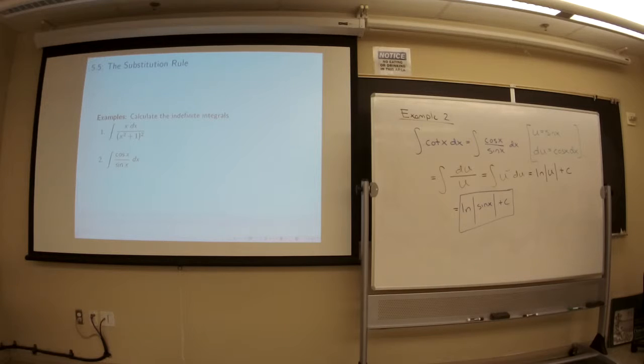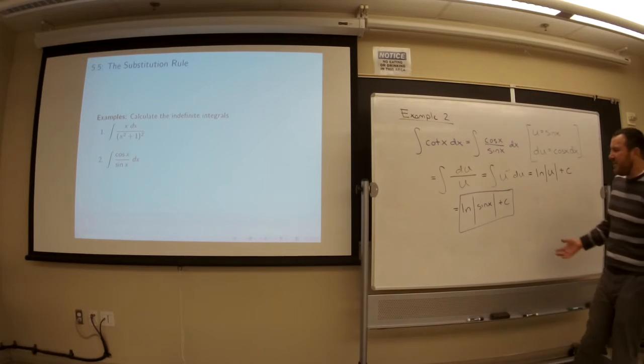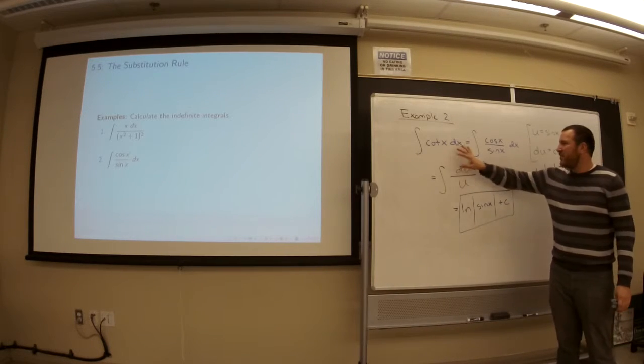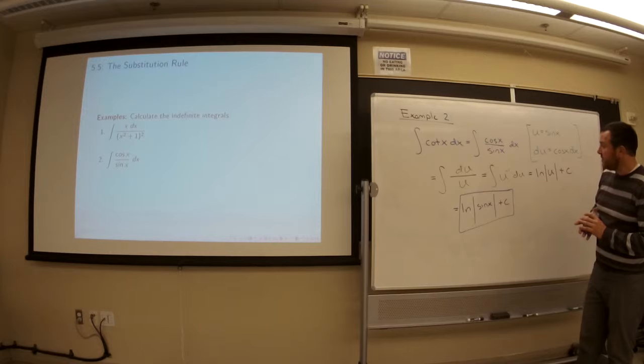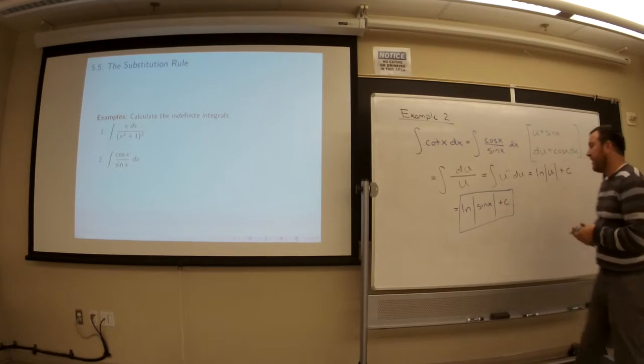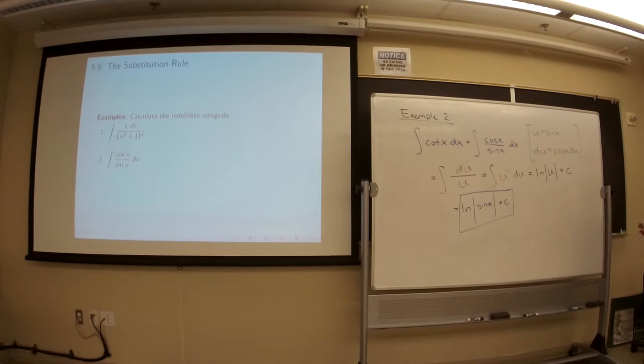Okay, so the antiderivative of cotangent doesn't turn out to be really all that nice. In order to get all of the values that we can plug in to cotangent, we need to be using the absolute value of sine x plus c. So it's kind of a really strange antiderivative for what seems like a kind of simple function, cotangent.